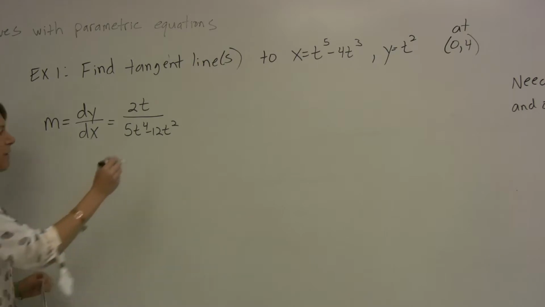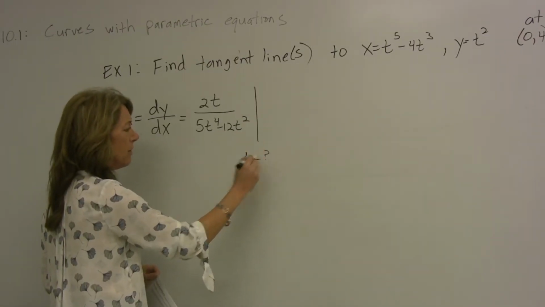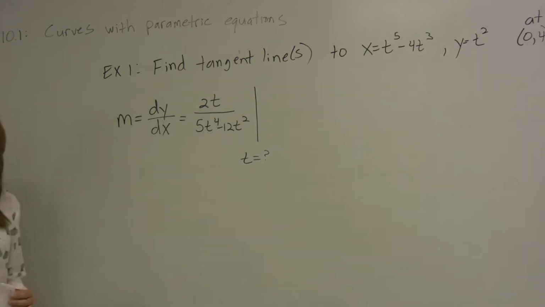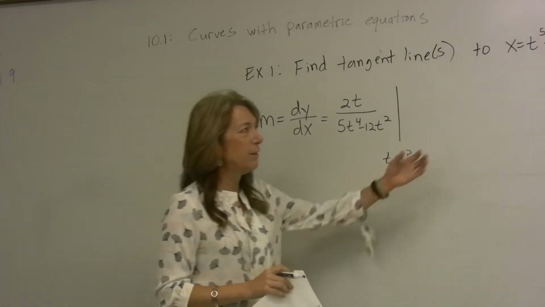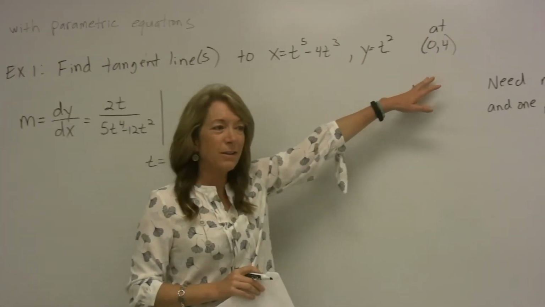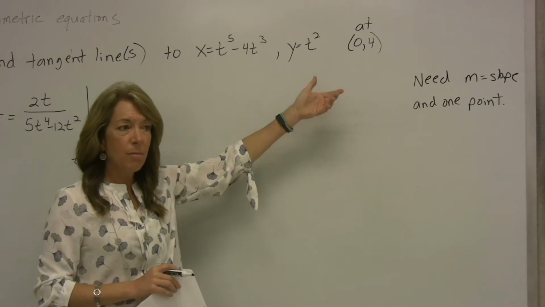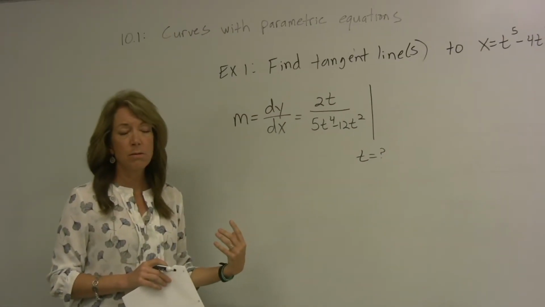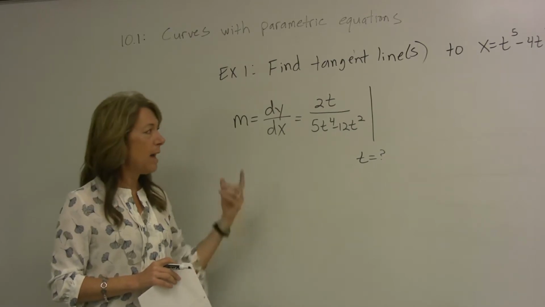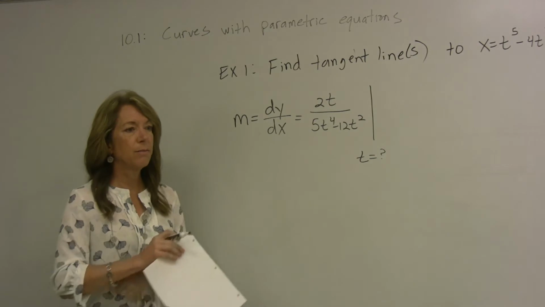And I need to evaluate this at t equals, I have no idea. Back in Calc 1, you evaluated your derivative at x. You plugged in your x value, right? And then we know what the slope is there. But I don't know that x equals 0 is the same as t equals 0. I have to plug t in here. Question is, what t do I plug in there?